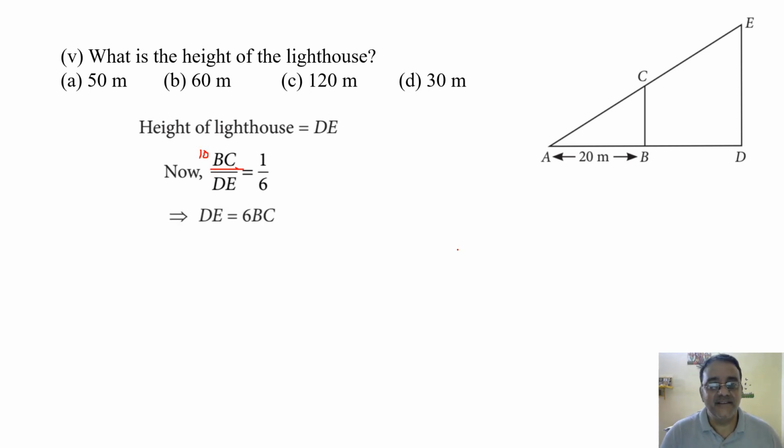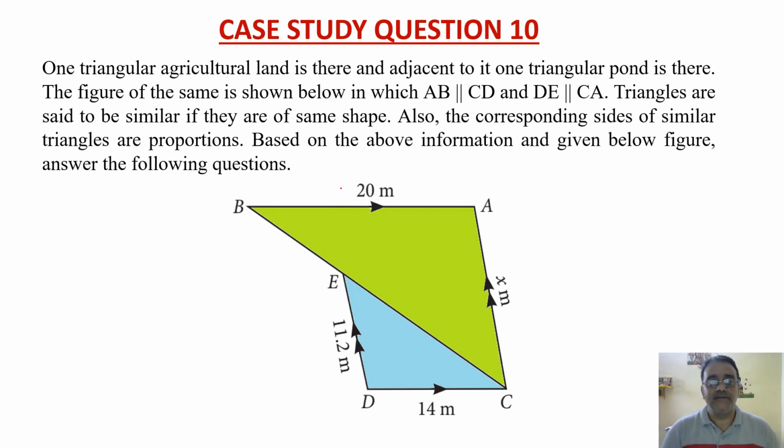6 into 10, 60 meter. And the correct answer is 60 meters, which is Option B. Right. So now we are moving to the last question of today's session, and this is the last question of triangles.